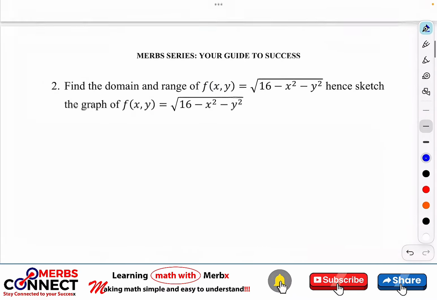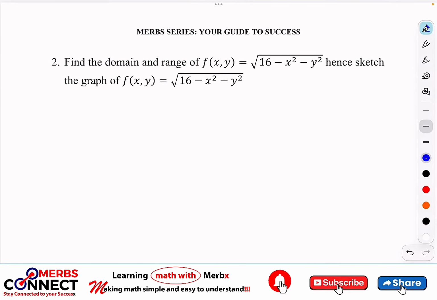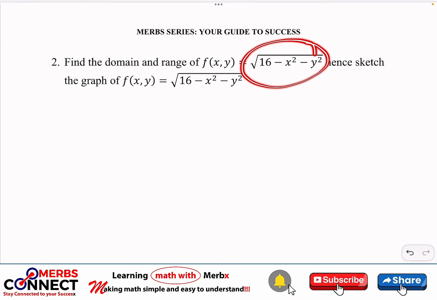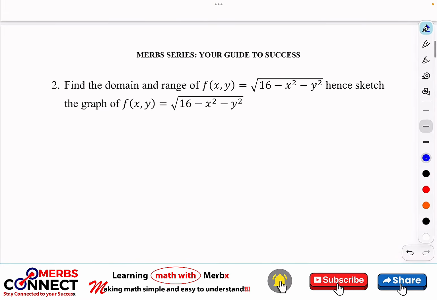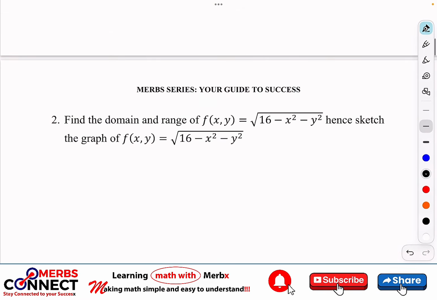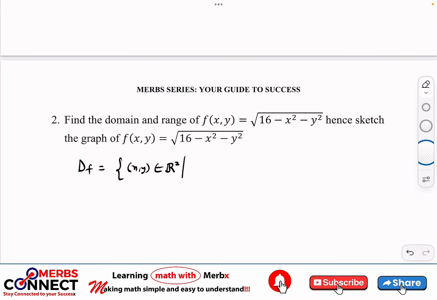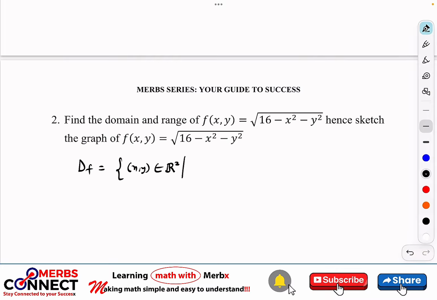Now let's look at question 2. Find the domain and range of the function and sketch. So now first let's go through the domain, right? So domain is always simple for us because if you look at domain, this is going to be (x, y) belonging to R2, given that since this one is a square root, then what is under the square root should be greater than or equal to 0. So this is greater than or equal to 0.